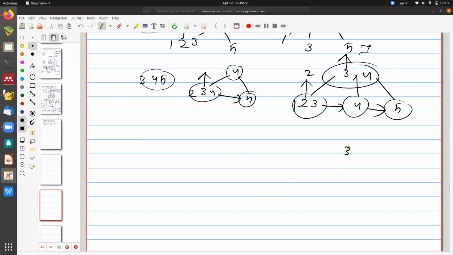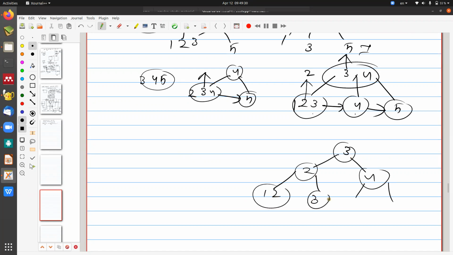So this will become 3, 3 will become 2, 2 will become 4. This has 2 parts, this has 2 parts. 2 has divided, it becomes 2, this becomes 3, this becomes 4, this becomes 5. So 1 2 3 4 5.